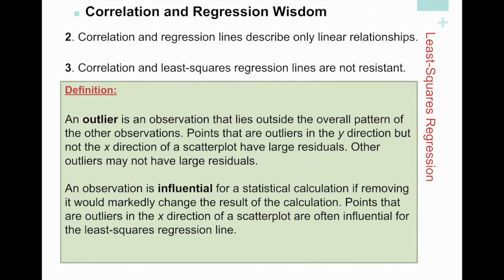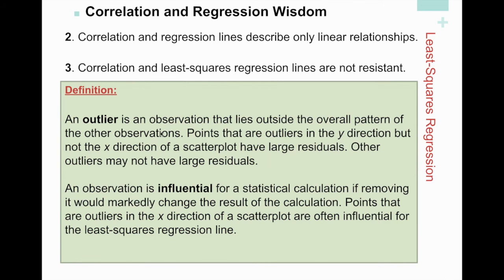All right, so an observation is considered influential, so you have an influential point, if removing it would markedly change the result of the calculation. Points that are outliers in the x direction of a scatter plot are often influential for the least squares regression line. An outlier is an observation that lies outside the overall pattern of the other observations. Points that are outliers in the y direction, but not in the x direction of a scatter plot, have large residuals. Let's think about that.